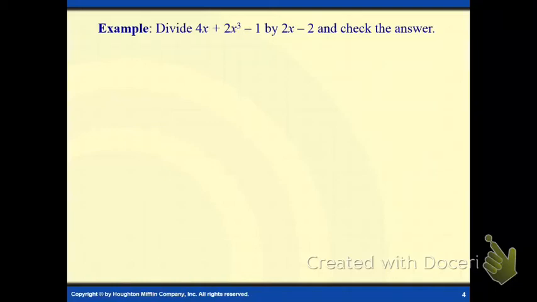Okay, so let's rewrite. What's going to come first? 2x cubed plus 0x squared, right? Because we need that placeholder. Then 4x. Plus 4x. All right, so there's our rewrite.